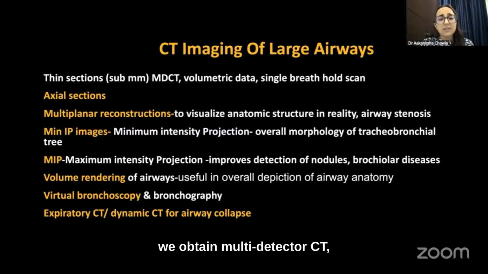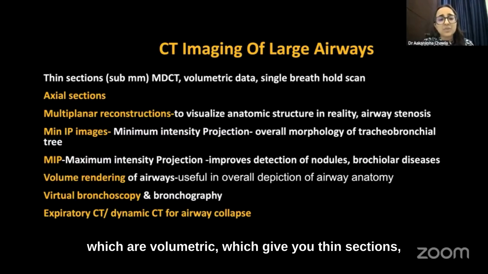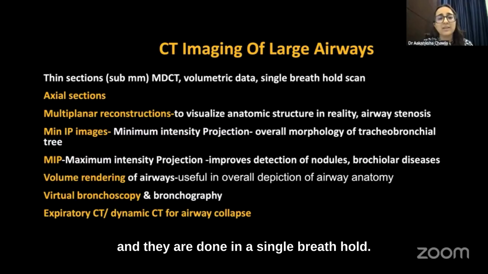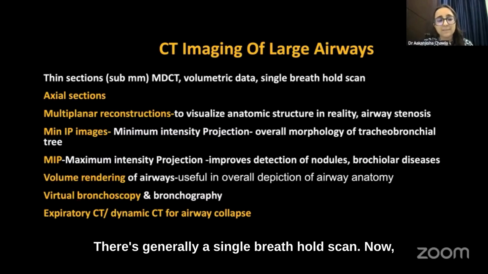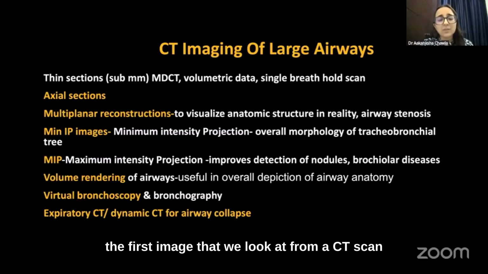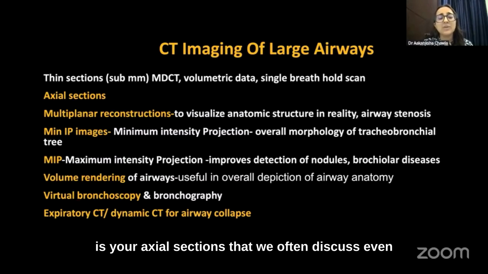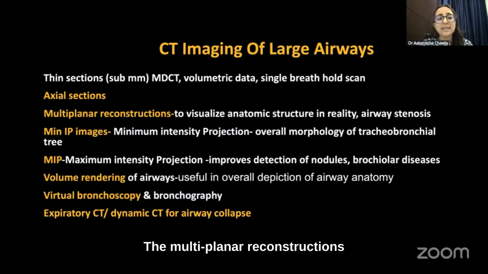Now we obtain multi-detector CT, which is volumetric, gives you thin sections, volumetric data, and is done in a single breath hold. The first image that we look at from a CT scan is your axial sections that we often discuss even in our talks. The multiplanar reconstructions are to visualize the anatomical structures in reality. It also helps to show you airway stenosis.